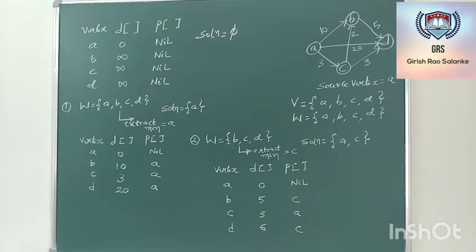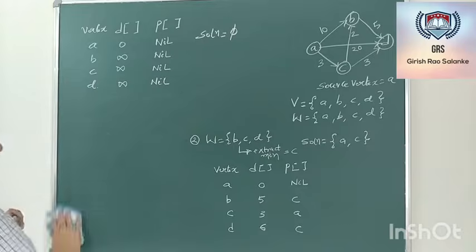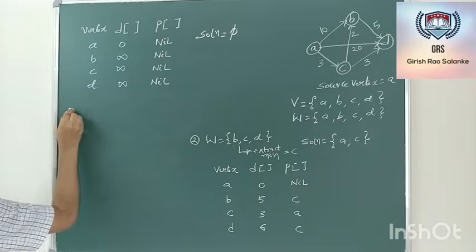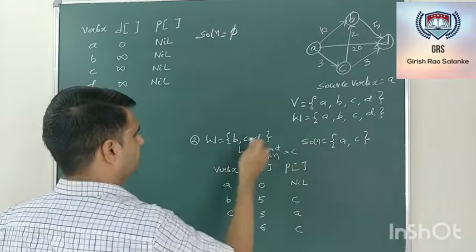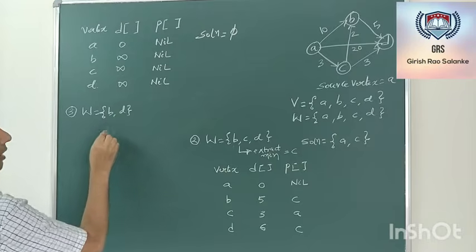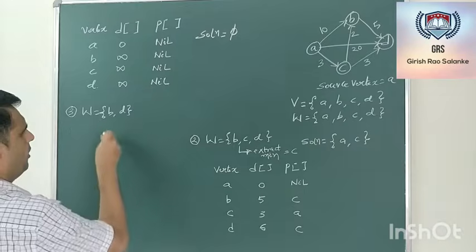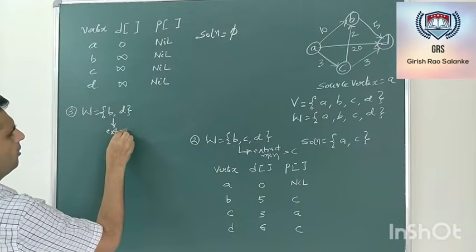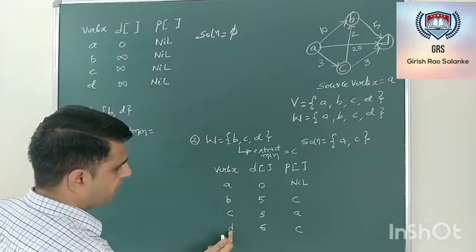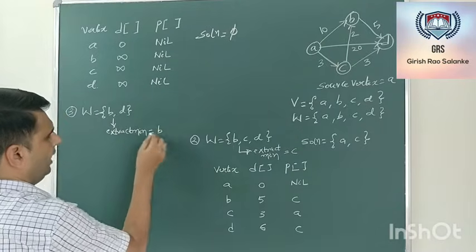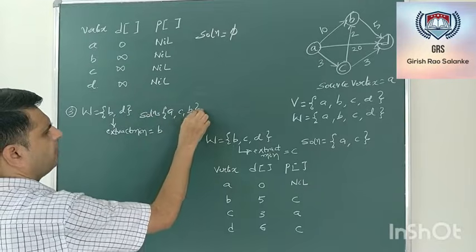Now let's go for the third iteration. In the third iteration, my W will have, since I will remove C, only B and D left. Now perform an extract min. From B and D, which is less? B. Now add this B to the solution vector. Solution vector now has A, C and B.